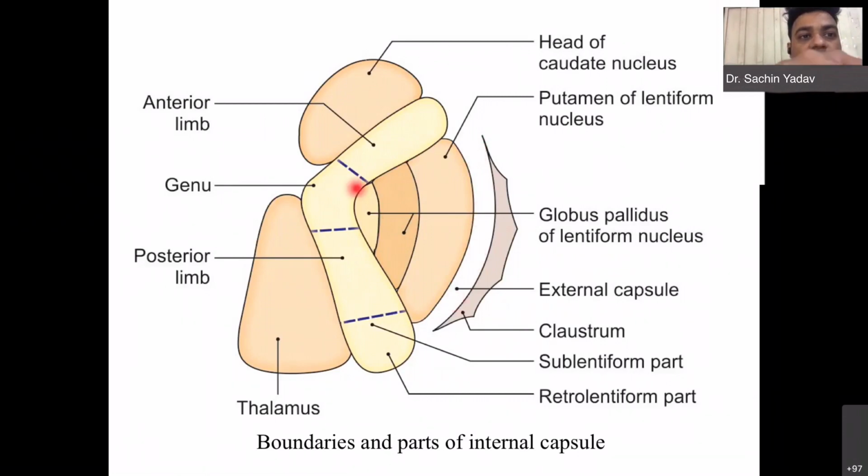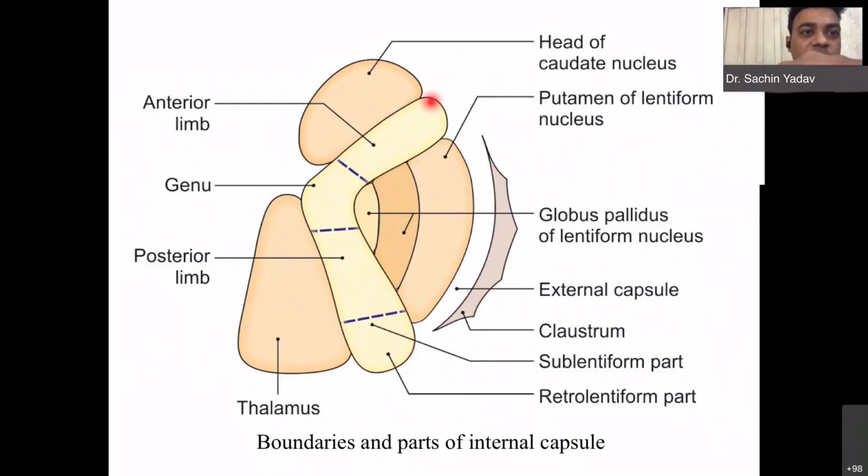Just as the internal capsule is big, the external capsule is a part of it too. It also contains some fibers from the corona radiata or going to the corona radiata. Then lateral to that, a thin layer of gray matter is known as the claustrum. Outer to that there is again a thin layer of white matter, known as the extreme capsule. Beyond that is the insula, the insular cortex. Got it? Just see how the parts of the basal ganglia are related to the internal capsule.